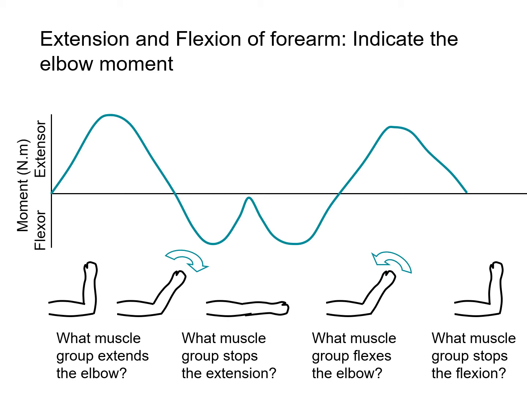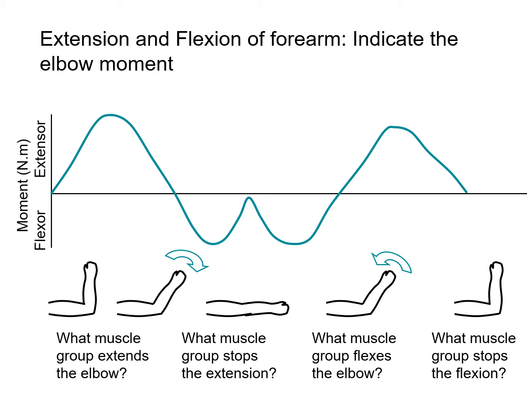What muscle groups might stop this extension? These are going to be the opposite. So these are going to be the antagonists to arm extension. So these are going to be our bicep brachii muscles, okay? So when we're doing elbow extension, our agonists are going to be our elbow extensors. Our antagonists would be our elbow flexors.